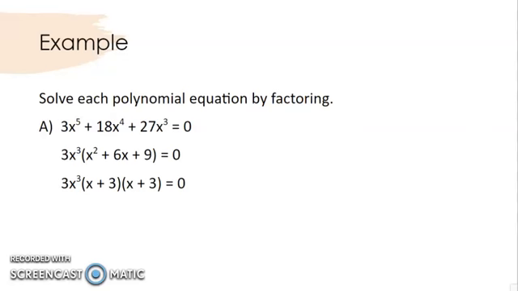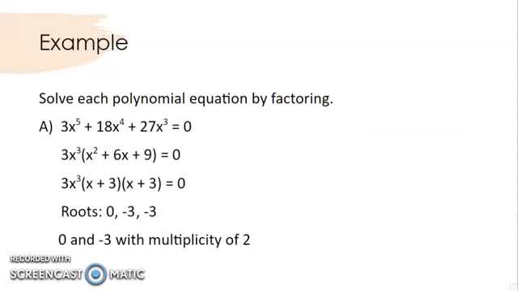And then the same thing would be true of this one. Negative 3 is also a 0 here. And what we would do is write all three of those zeros, but we can say also that negative 3 has multiplicity. Okay, so I wrote down that the zeros are 0, negative 3, and negative 3. It can also be written as 0 and negative 3 with a multiplicity of 2.